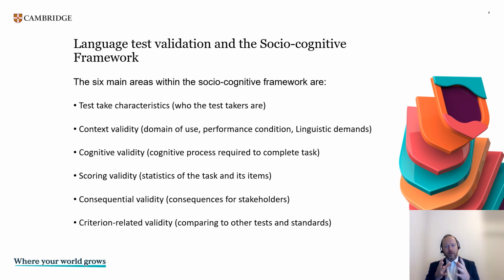So aligning tests to the CEFR is just a small part of the language test validation overview here. These 6 main areas combine to make validity. There's a lot more underneath this, of course, and documentation around this is enormous.